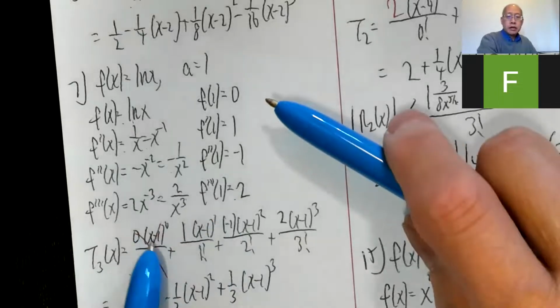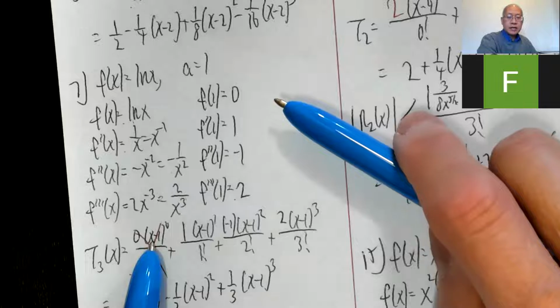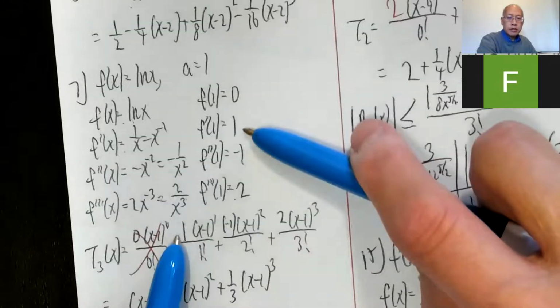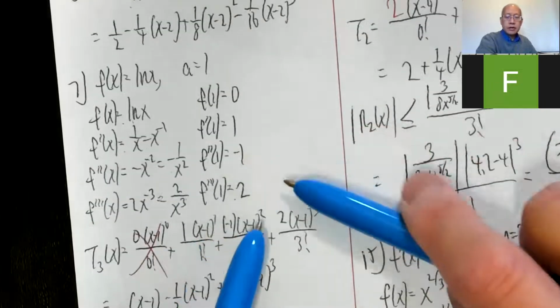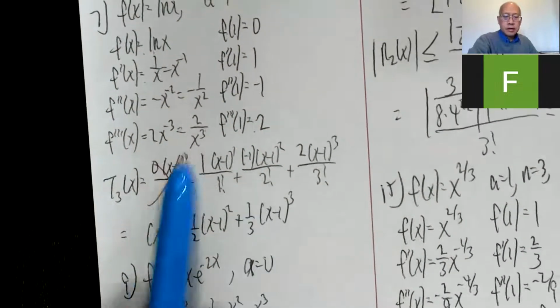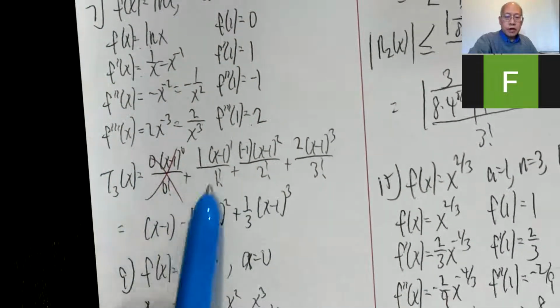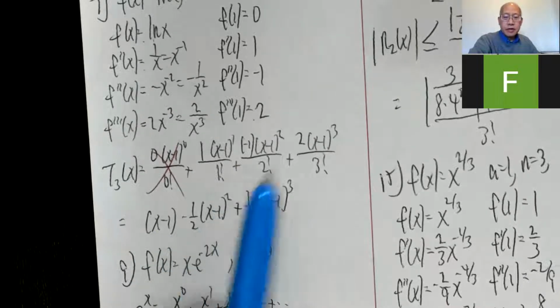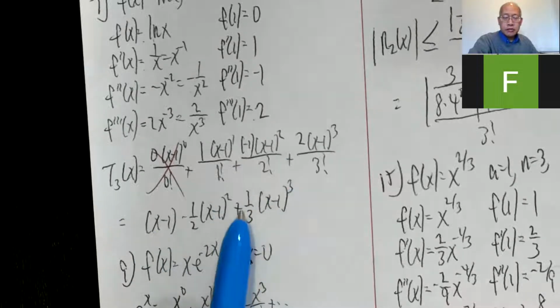These go in front of the factorial terms, exponents. So 0, 1, negative 1, 2. And just clean it up. This is gone. This is 1 divided by 1, which is 1. This is minus a half, plus 2 over 6 is 1/3.